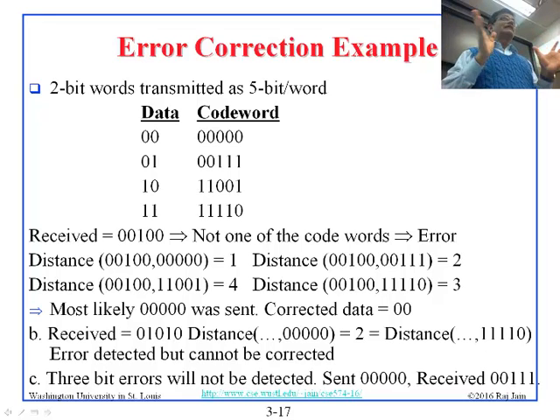So now we know that there is an error, but we cannot correct it. If it is close to something, we can say, okay, most likely this is it. But if it is equally close to 2 different ones, then we have to say that this is detected but not corrected. And if there are 3-bit errors, they will not be detected. So you send that and you receive this, bad luck. It will just go through.